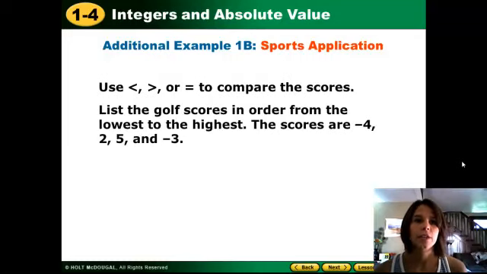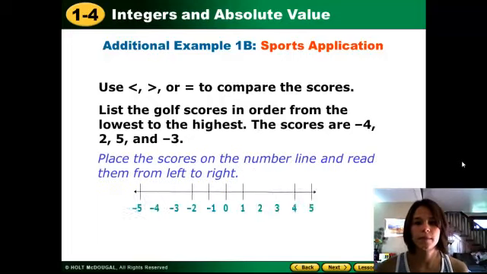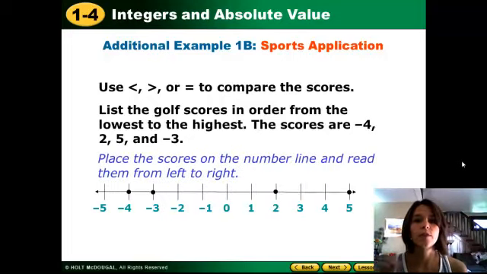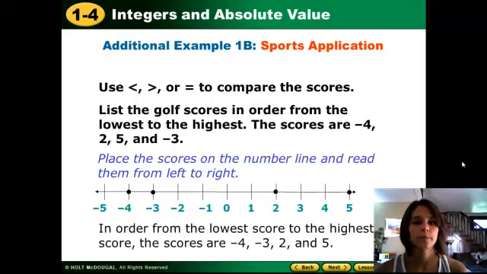Again, another application. List the golf scores in order from the lowest to the highest. The scores are -4, 2, 5, and -3. Let's go ahead and make a number line again. And if I just plot those scores, in the order that they're given, then I can just order them: -4, -3, 2, 5, moving left to right.